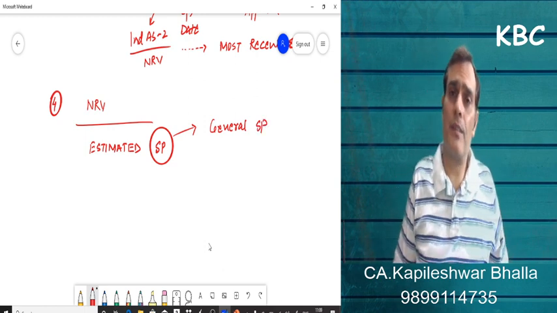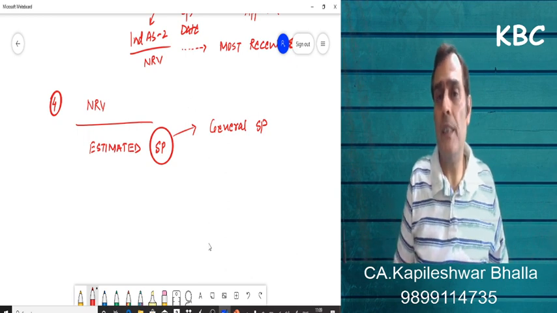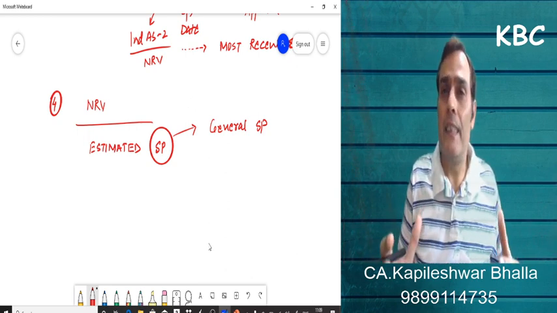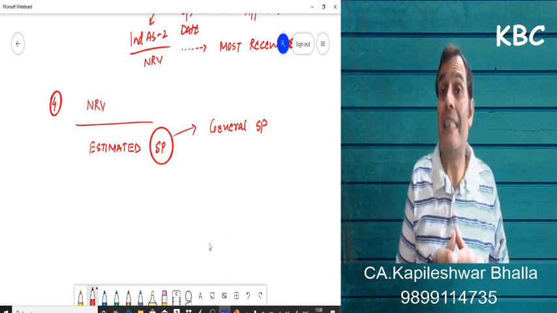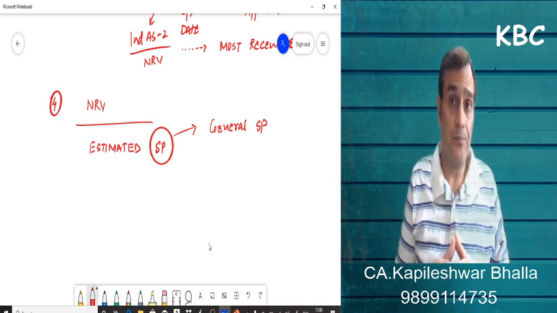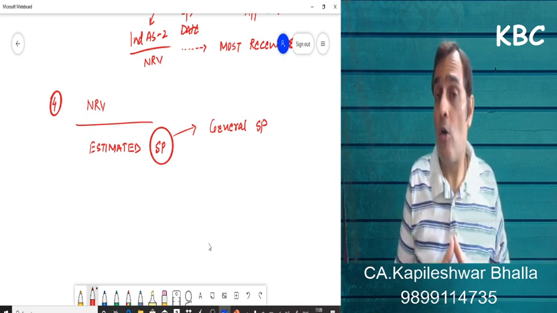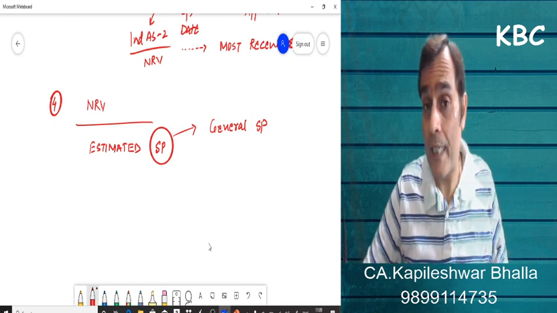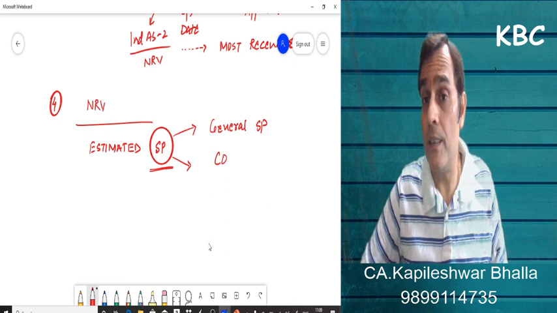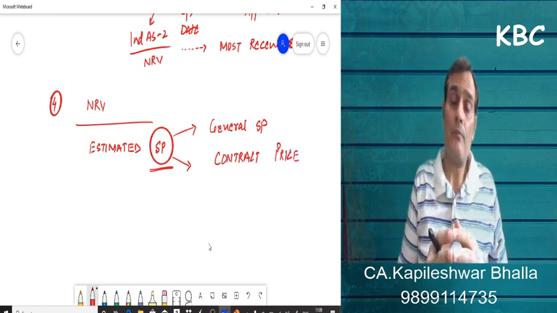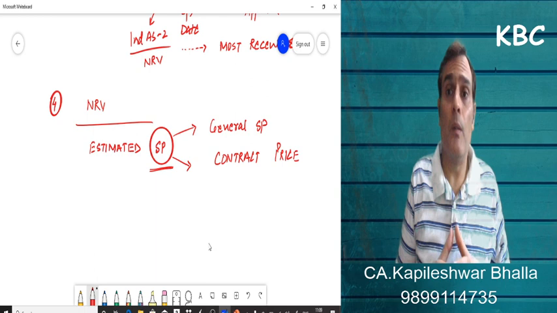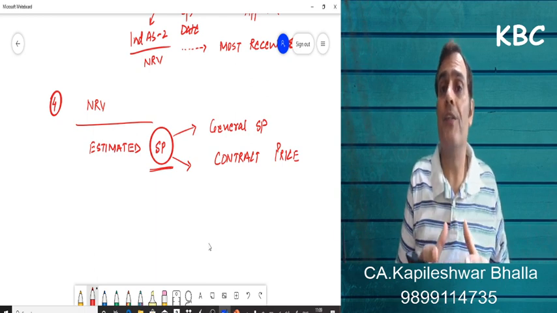Because sometimes companies would be producing inventory against specific orders of the customer. So they might have already entered into a contract with the customer. And if you've already entered into a contract with a customer, then when you're calculating the NRV, instead of taking the general selling price, we will take the contract price. So we need to be careful on this agenda: when you're calculating the net realizable value, we need to consider what the contract price is.